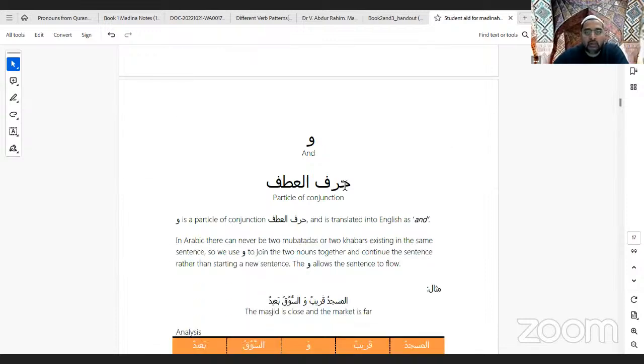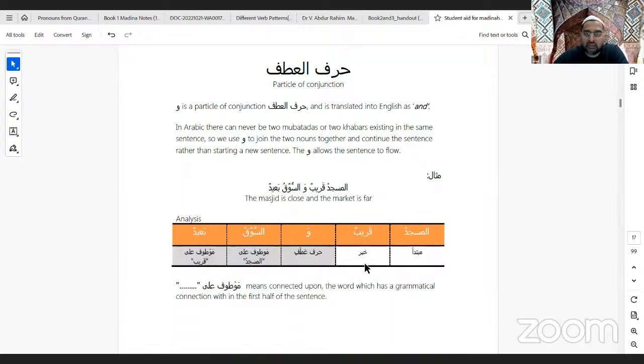So waw is harful atf, the particle of conjunction. In English we say, "I went to the shop and I did that and that." So the waw means "and." This is what you're going to learn now.